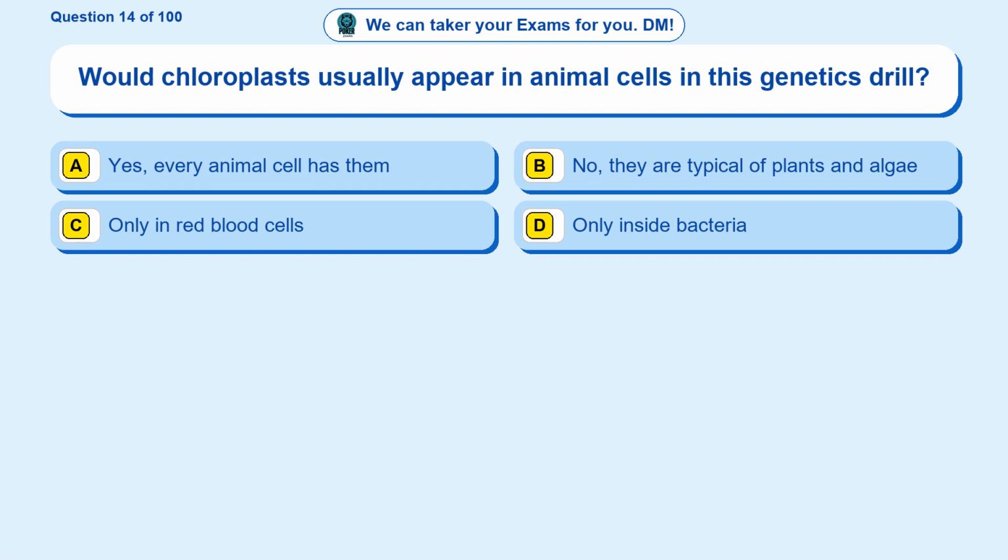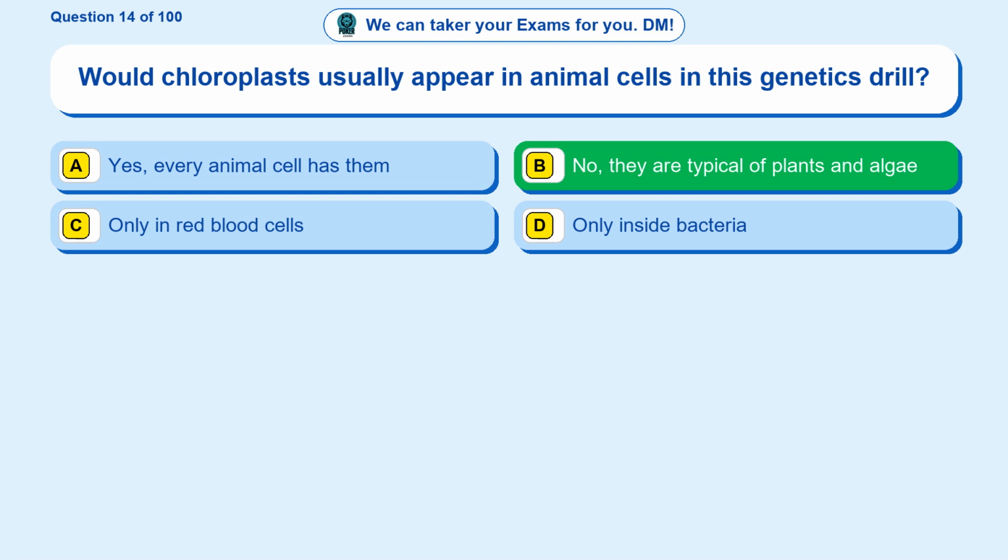Question 14. Would chloroplasts usually appear in animal cells in this genetics drill? Option A. Yes, every animal cell has them. Option B. No, they are typical of plants and algae. Option C. Only in red blood cells. Option D. Only inside bacteria.